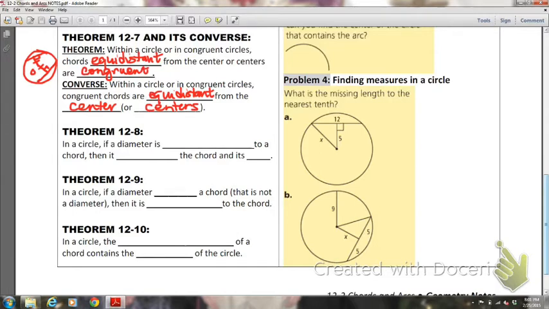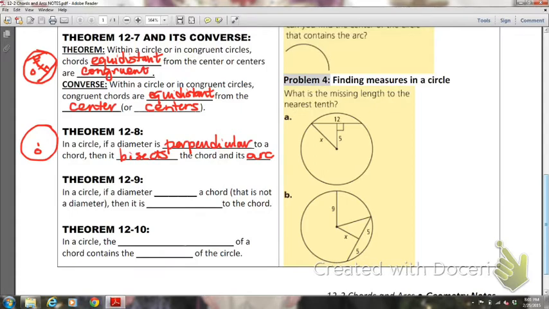Next theorem: in a circle, if a diameter is perpendicular to a chord, then it bisects the chord and its arc. Look at a diagram of this one. We have our circle O again.